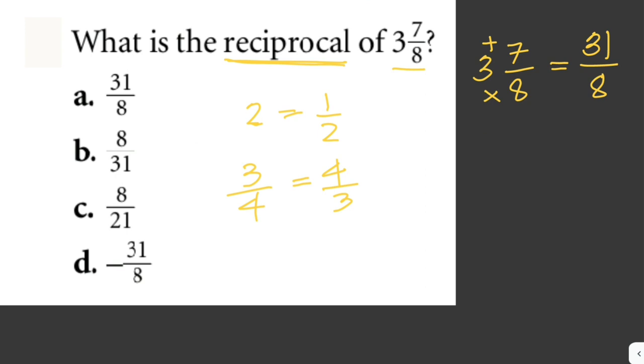31/8. And the reciprocal of 31/8 is just the inverse of 31/8. So that would be 8/31. So the answer here is letter B.